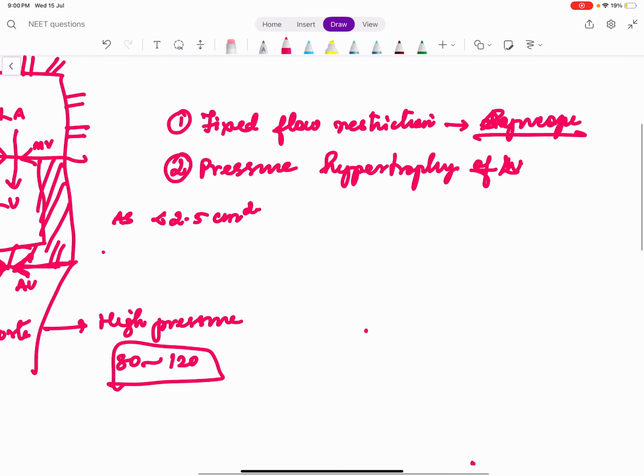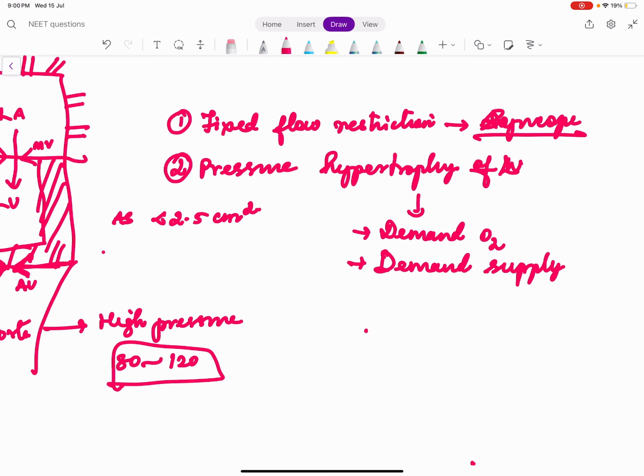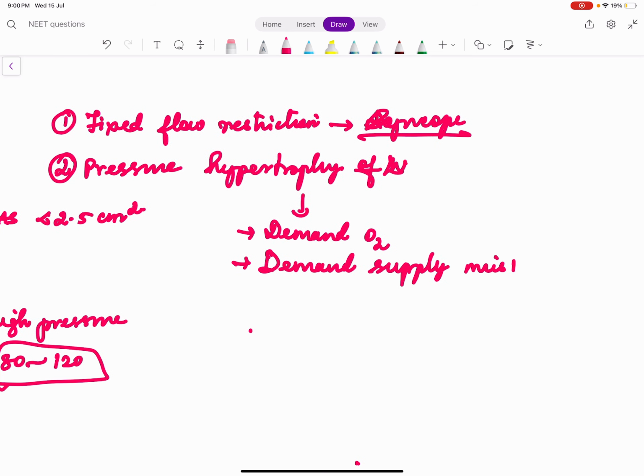Now when hypertrophy occurs, what happens? Hypertrophy is an increase in the size of the cell. So when the left ventricular cellular size increases, the demand for oxygen increases, whereas the blood supply remains the same, so this leads to a demand-supply mismatch. This demand-supply mismatch leads to cardiac ischemia and chest pain. So this is the second part of the triad.